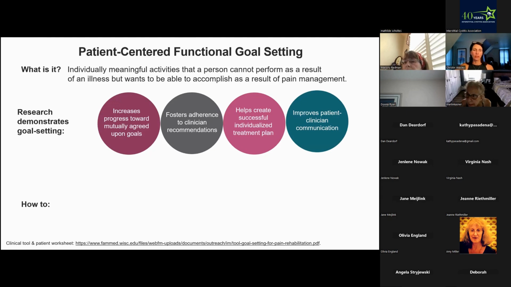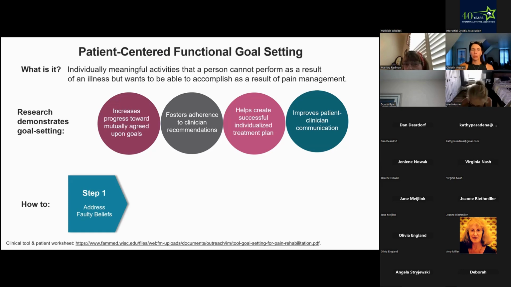So how does this work? The first step is that you work together to address faulty beliefs. So for example, let's say your goal is, you haven't been able to exercise, and so you want to get back to being able to exercise again, and you would start by walking. And so one faulty belief may be that if I do any type of walking, it's going to make my pain condition worse. That's just one example of many beliefs that people may have around pain, depending on whatever their goal may be, but that's the first step in this process.